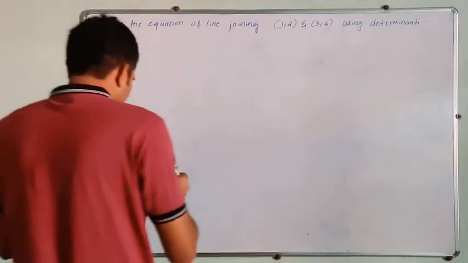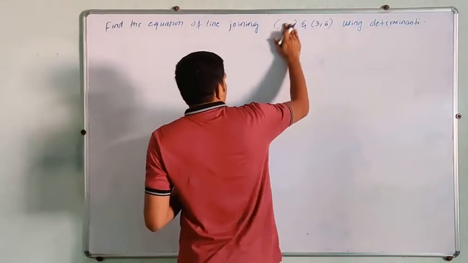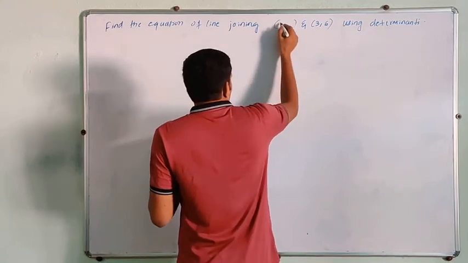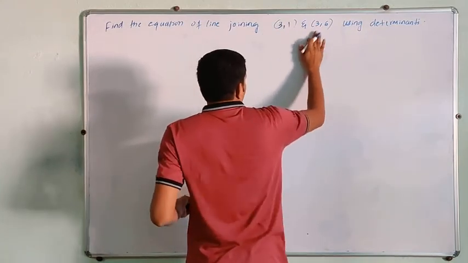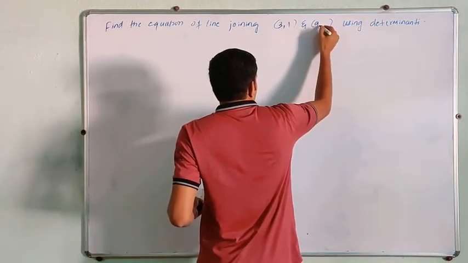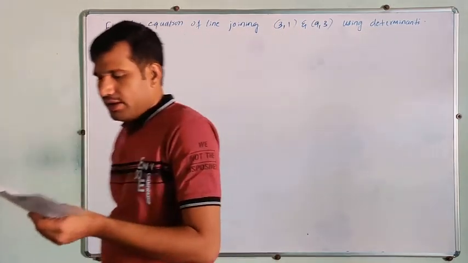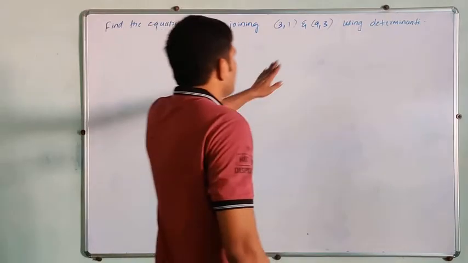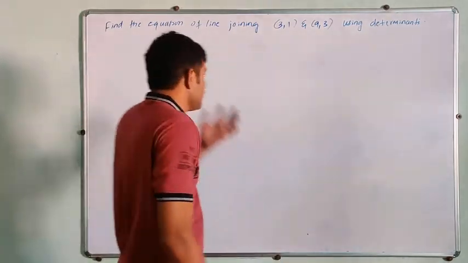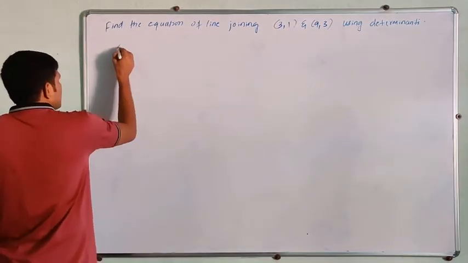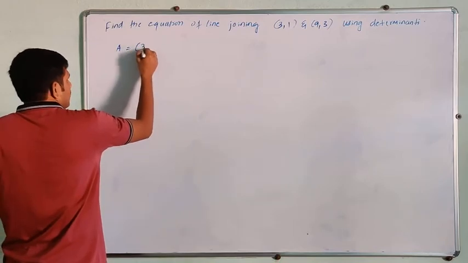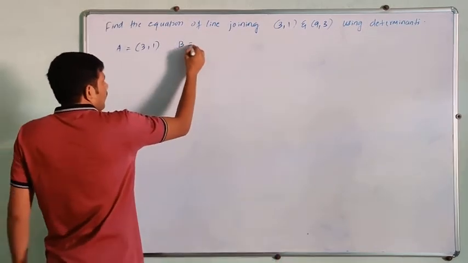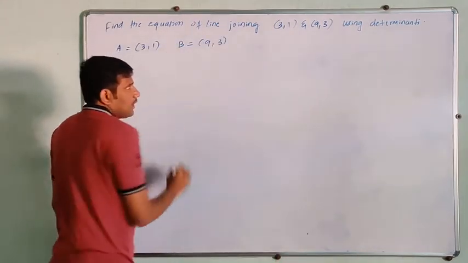Find the equation of a line joining 3, 1 and 9, 3 using determinant. Let us take the point A as (3, 1) and point B as (9, 3).